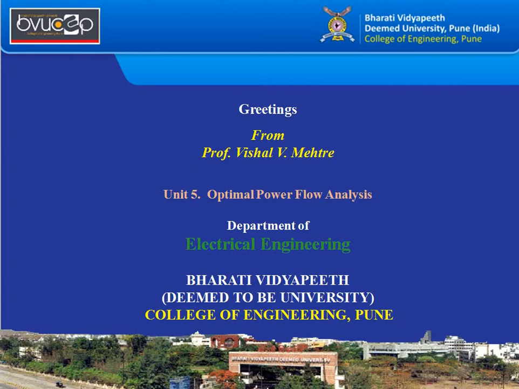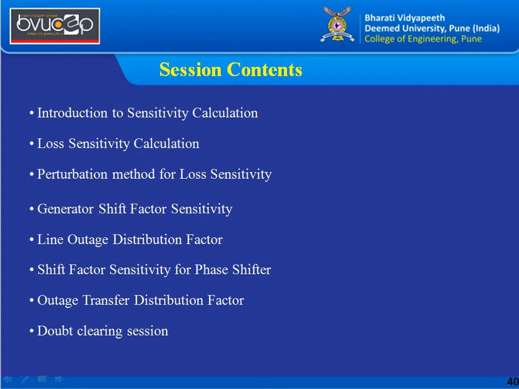As we have seen in optimal power flow analysis, we are dealing with real-time analysis, so the sensitivity factors are going to be important. Let us see in this lecture what those sensitivity analyses are. The session contents are: introduction to sensitivity calculation, loss sensitivity calculation, and the perturbation method for loss sensitivity. The meaning of perturbation is the deviation in the quantities related to the loss sensitivity.